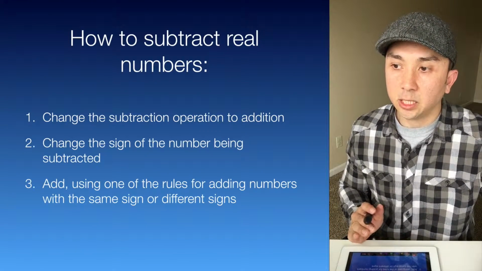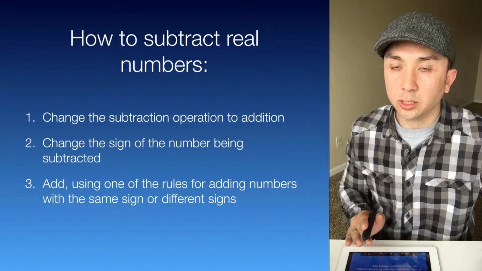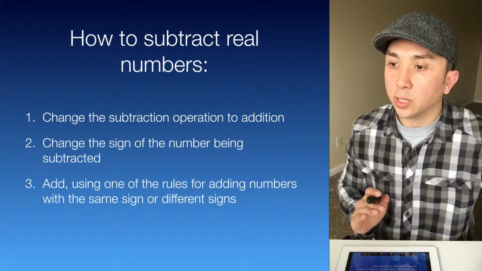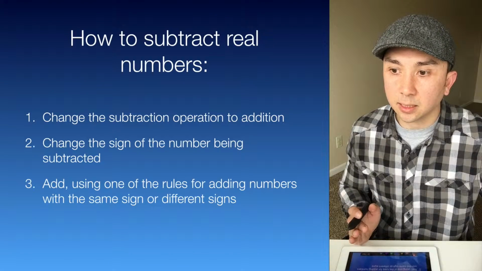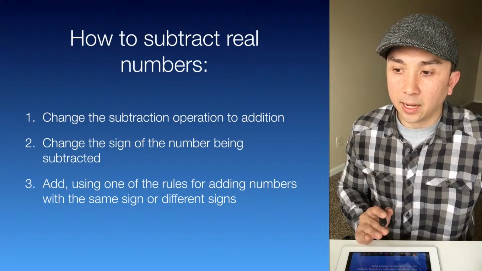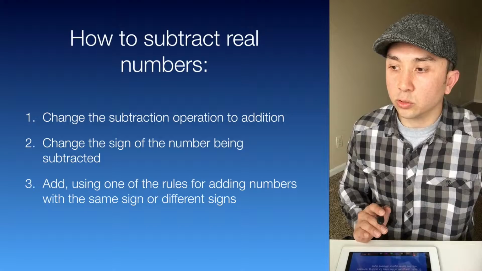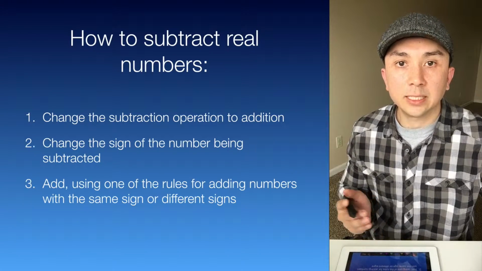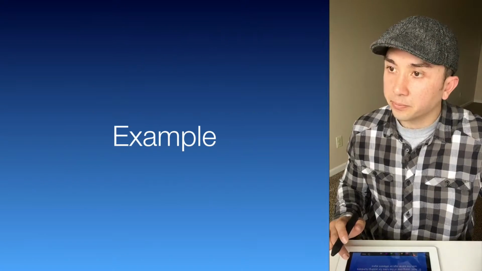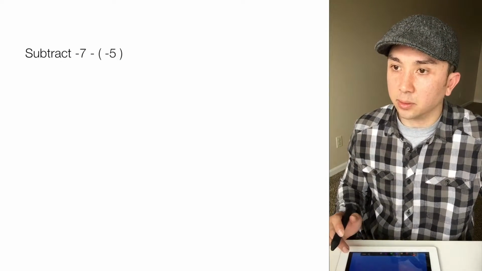So here's how to subtract real numbers. We're going to change the subtraction operation to addition. We're going to change the sign of the number being subtracted. And then we're going to add using one of the rules of adding numbers with the same sign or different signs.